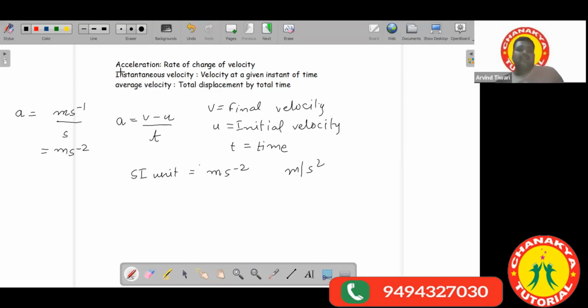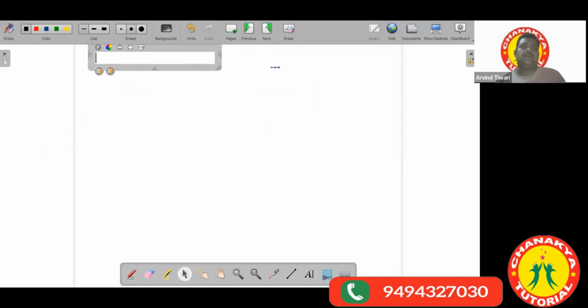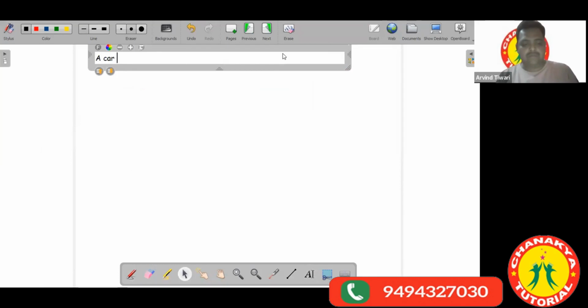Okay. Now let's see. Here we have a car moving with 90 km per hour.